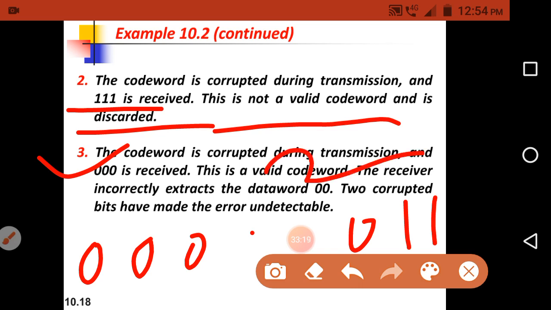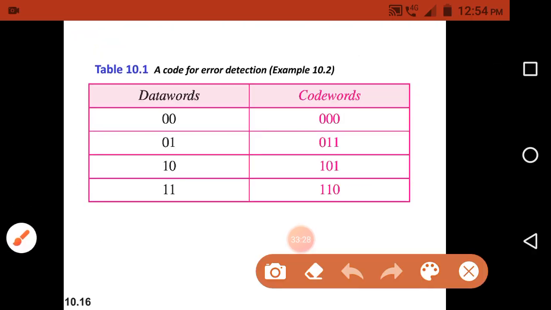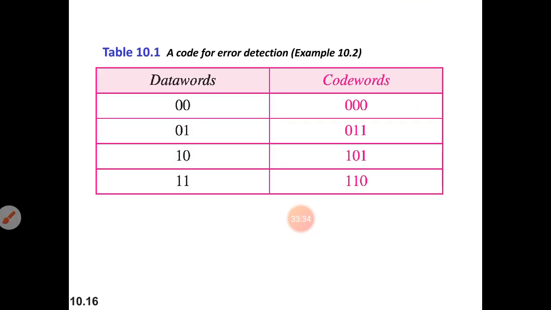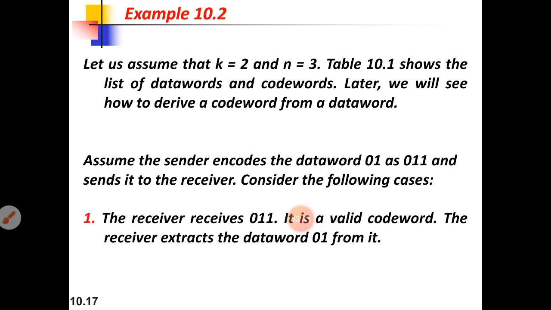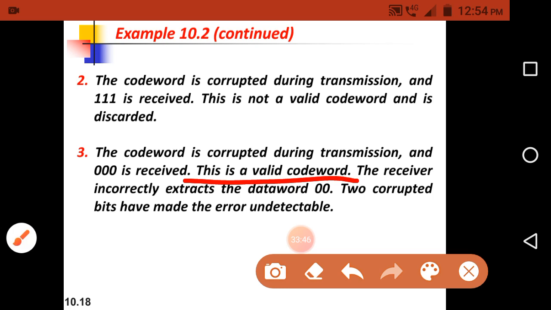Why is this a valid code word here? Two bits are corrupted, but it still says this is a valid code word. Why? Because the list here also contains the code word 000. Whenever it compares that 000 with the table, that code word is already present among the valid code words. So that's why it will say this is a valid code word. And the receiver incorrectly extracts the first 2 bits, that is 00.